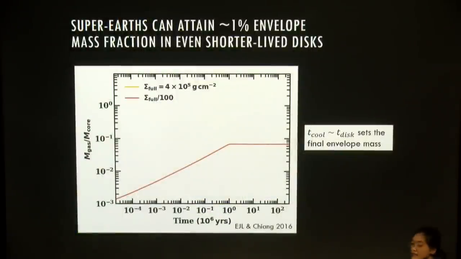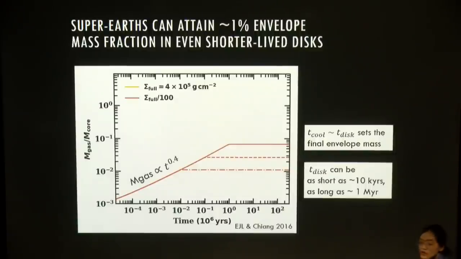Now, what about the remaining timescale of the gas disk? So far, I've shown you the calculations assuming that the core has a million years to accrete its gas. But what if those cores form so late that you have even less than a million years to accrete their gas? Luckily, even if you go down to 10,000 years, you can still build a few percent by mass envelope. And that's because the envelope mass grows slowly as a function of time. It grows as time to the 0.4 power, so that the remaining disk lifetime can be as short as 10,000 years and as long as a million years.